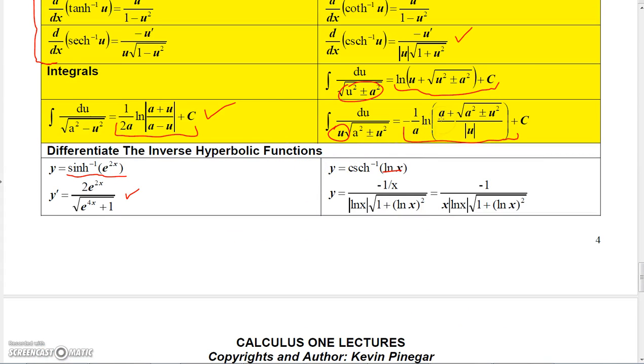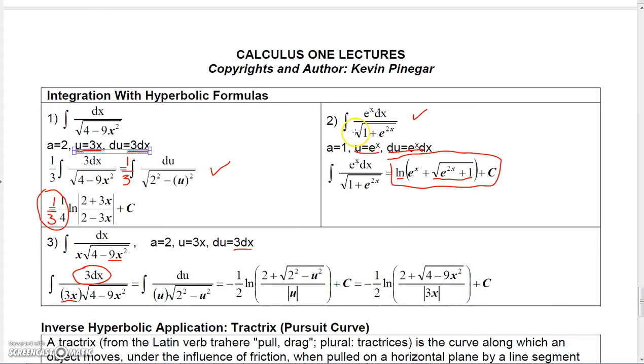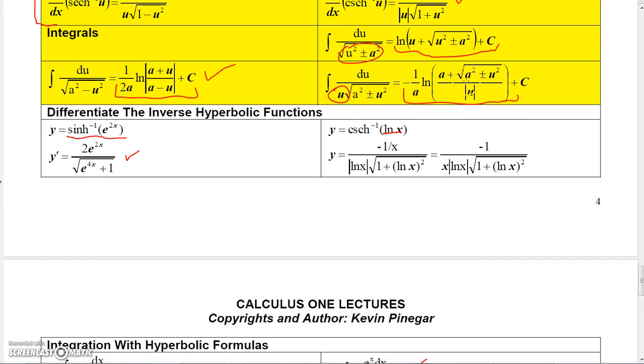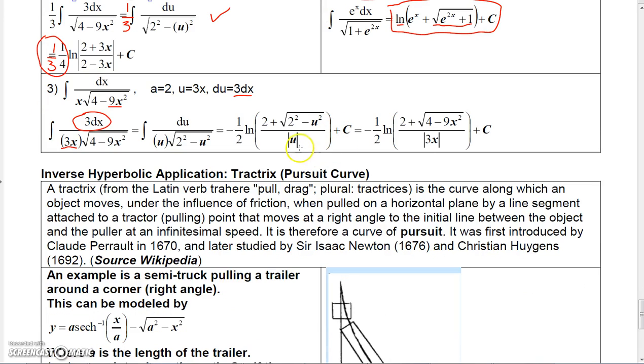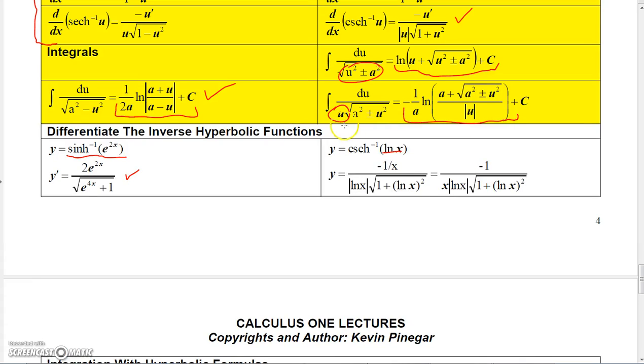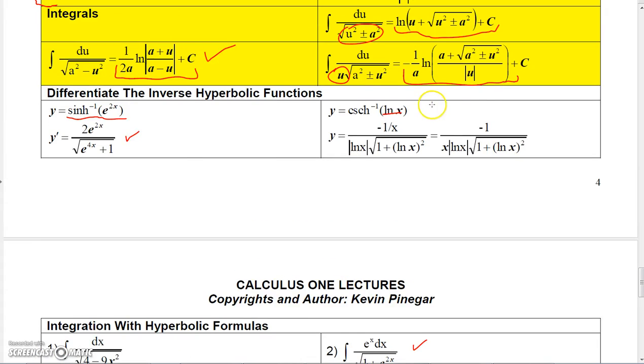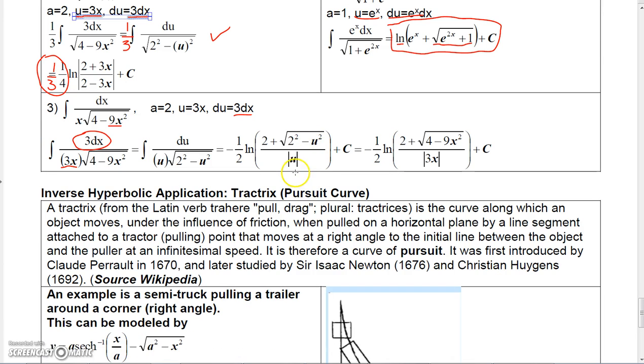And then natural log of a funky fraction. So that's going to be natural log. The top's going to be a plus a square root, so that's 2 plus a square root. Square root of what? Square root of 2 squared plus u squared. So let's see. Actually, it's going to be minus because I have a minus. So it's going to be 2 squared minus u squared, and then over the absolute value of u.